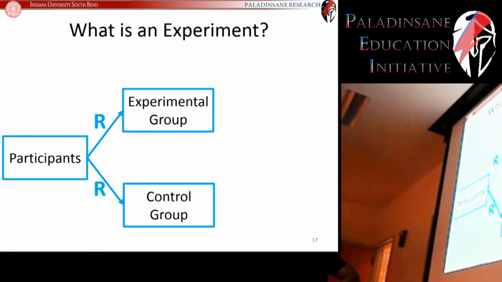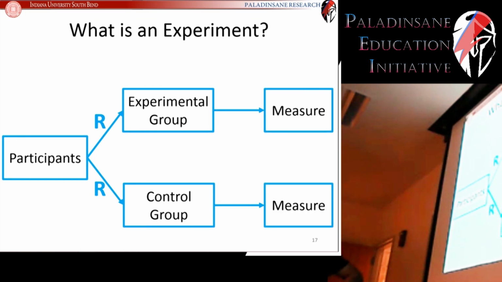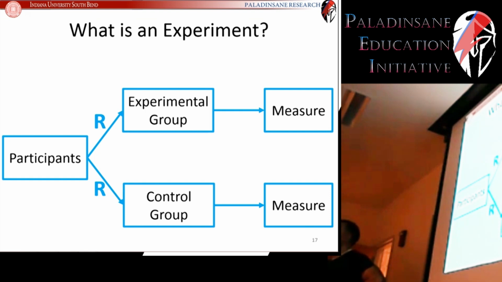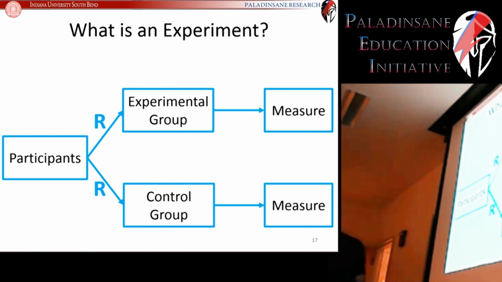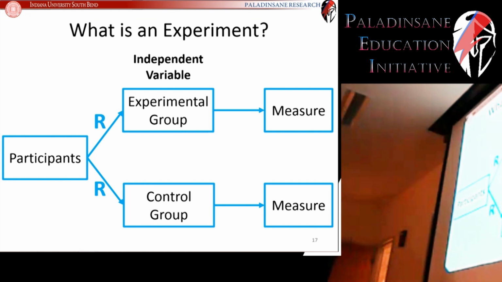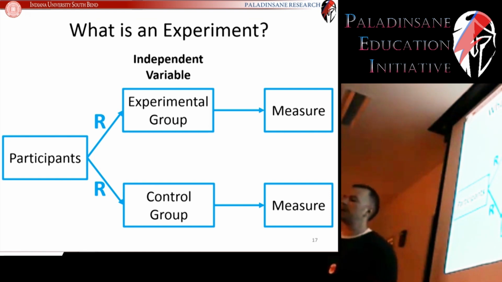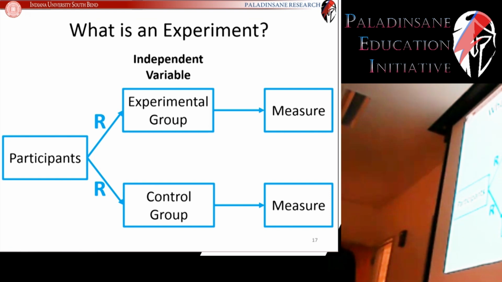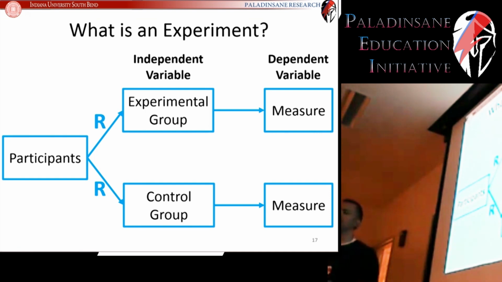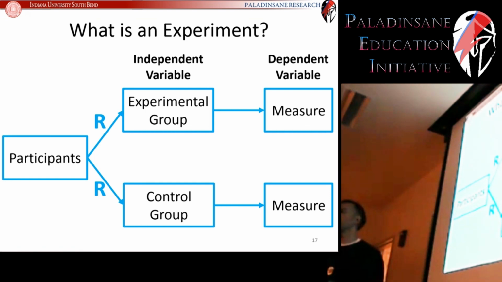This is where we manipulate the independent variable. And then what we would do is we would measure them on their dependent variable. We would measure them on the aggressive behavior. So that splitting up of them in between the two groups, that is where you manipulate the independent variable, the cause. And then when you measure their behavior, that's where you measure the dependent variable, the outcome, the effect.